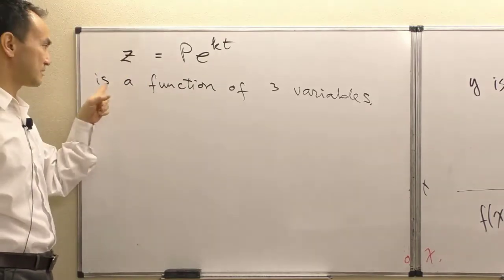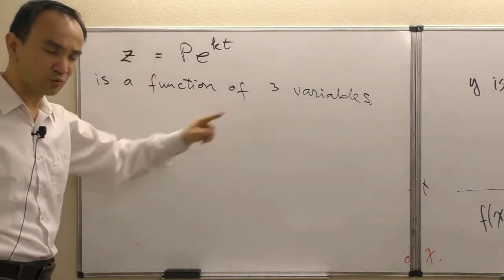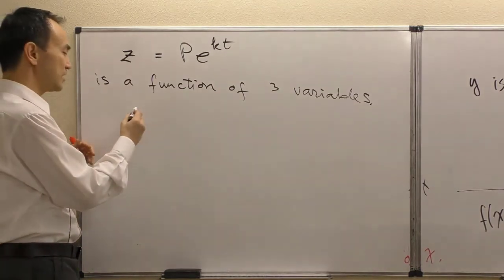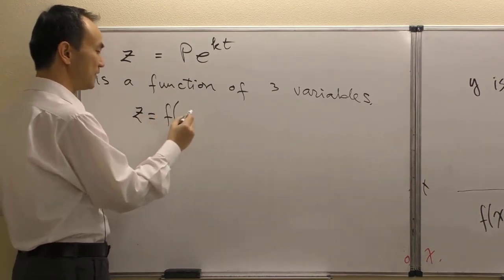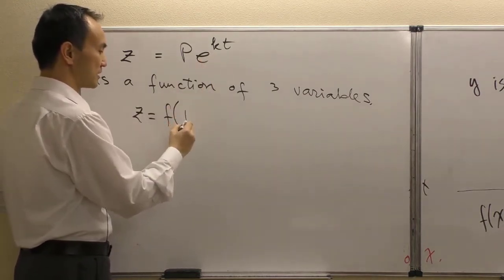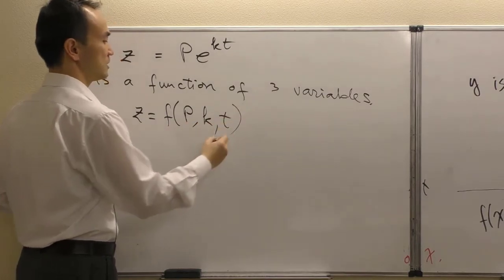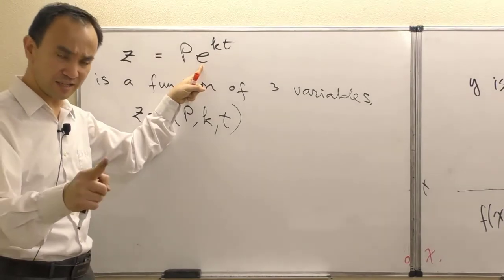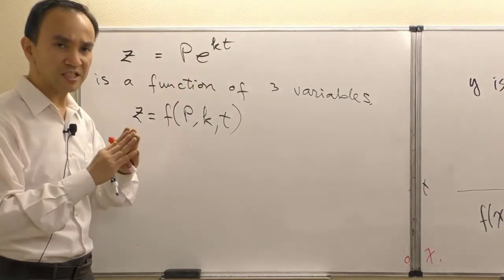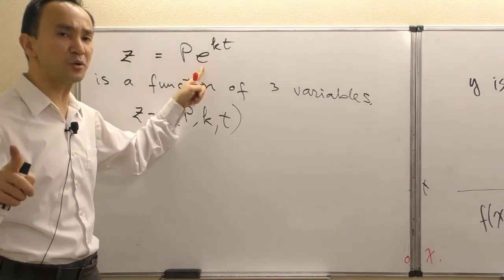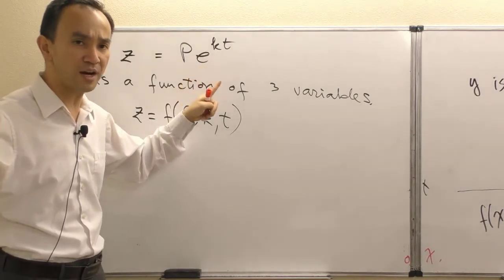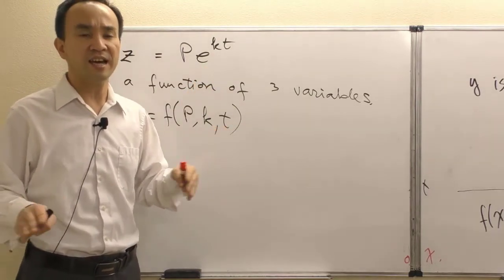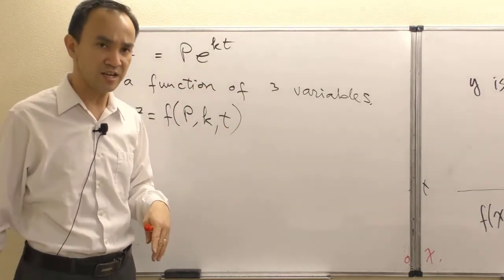So, realizing that this z here is a function of three variables, you can also see this as z equals some f of three variables. There's a p, there's a k, and there's a t in there. E here cannot be a variable because, in math, we have already decided long ago to reserve the special letter E for the constant 2.718 and so on. So E is by default, for anyone worldwide, seen as a constant. Nobody sees E as a variable.